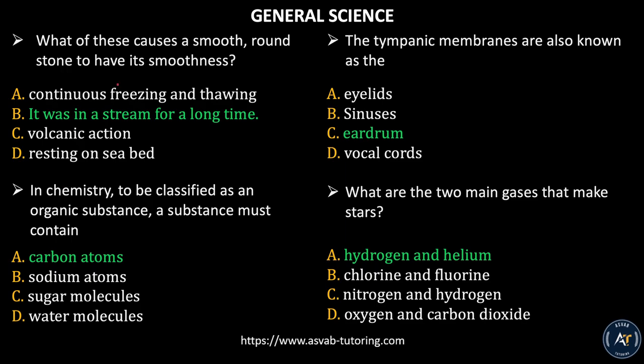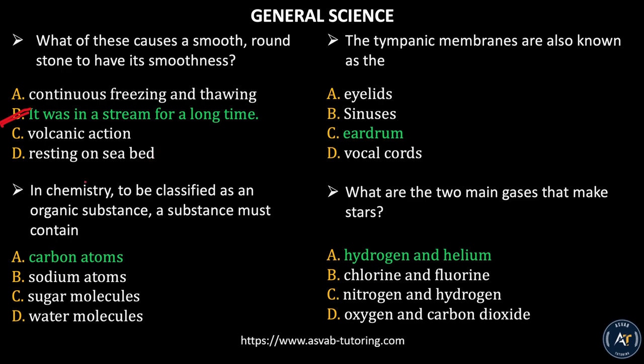Question number one, which of these causes a smooth, round stone to have its smoothness? Option A, continuous freezing and thawing. Option B, it was in a stream for a long time. Option C, volcanic action. Option D, resting on the seabed. The correct answer is option B, it was in a stream for a long time. If you go to a sea beach and pick up a rock, you'll see it is very, very smooth because it was in the stream, moved many, many miles maybe, and gained its smoothness. So that's why it is very, very smooth.